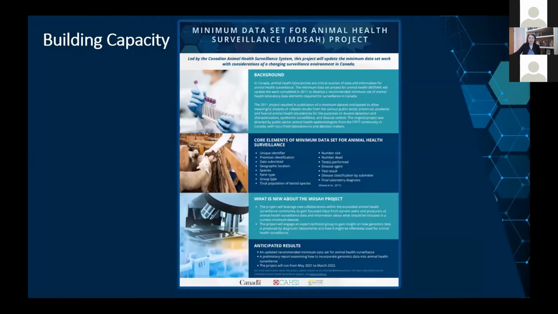In terms of building capacity, we are pleased to be working to update the minimum data set for animal health surveillance that was initially developed in 2011 by the Veterinary Surveillance and Epidemiology Network, or VISN. So we're using interactive tools such as Jamboard, discussion, and surveys to collaborate with our CAHSS members, VISN and other epidemiologists and laboratorians. And we're considering how to best integrate advances in laboratory medicine such as genomics.